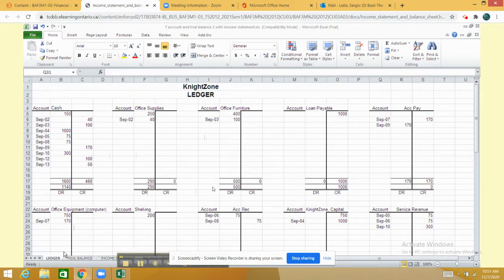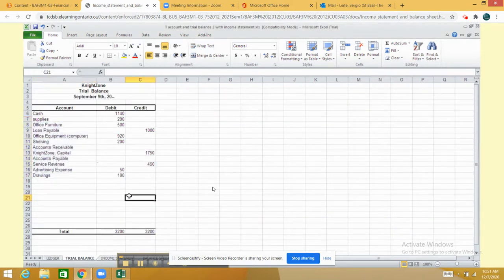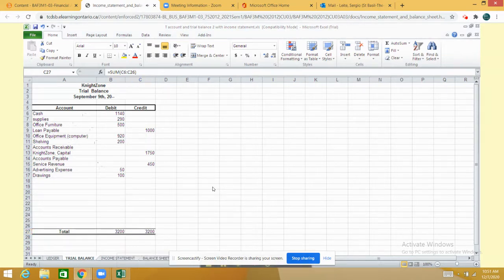Trial balance, and we notice that all of the accounts are listed on the trial balance, and yes, it does balance. The debits equal credits, which is a good thing. From there, we need to learn how to make an income statement. So we're going to take the balances from the trial balance and put them onto the income statement. We only need to take revenues and expenses.